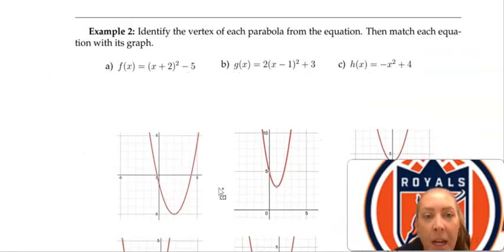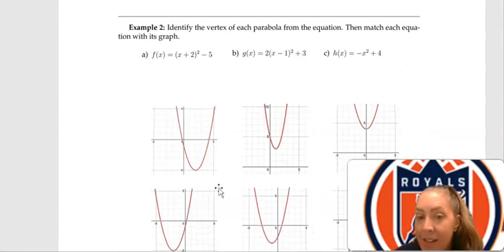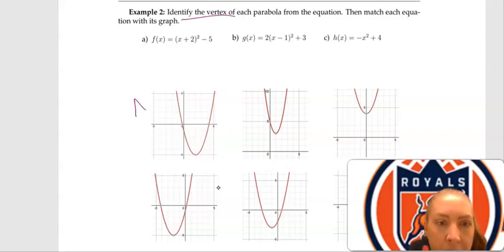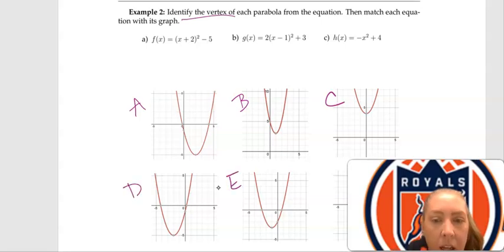All right, so this is what one of your practice activities is going to look like. We've got 3 equations, and it says identify the vertex and then match each equation with its graph. And so I'm going to let this be like A, B, C, D, E, F.